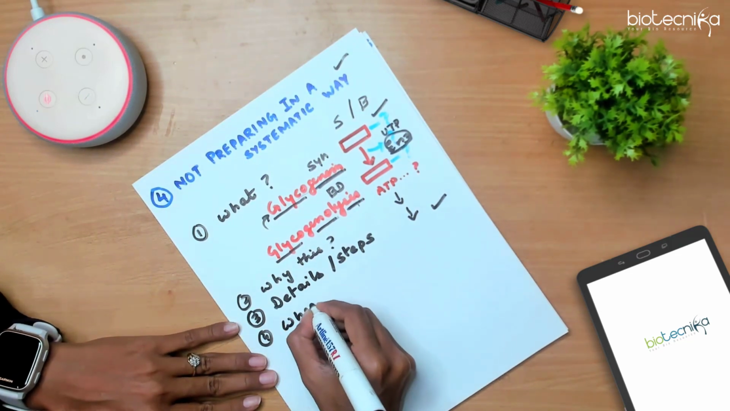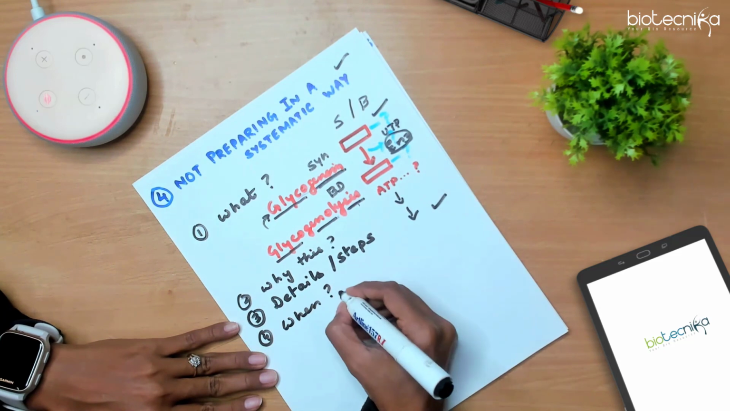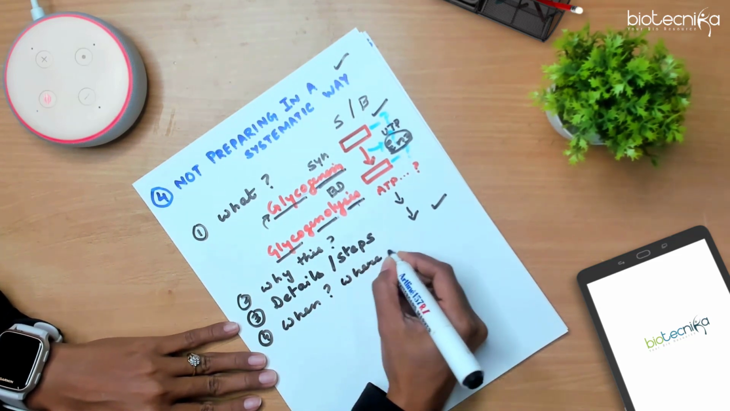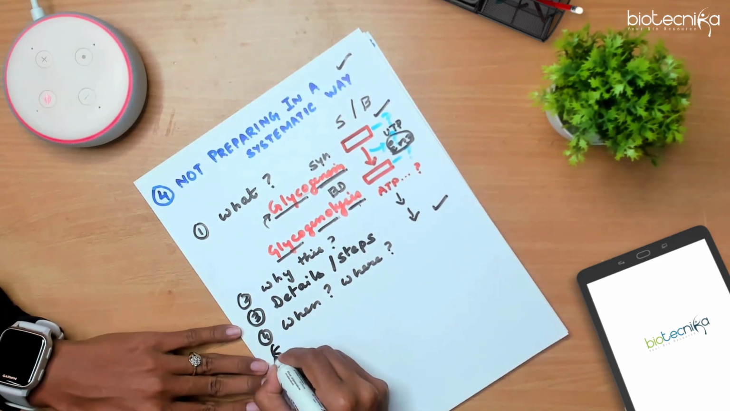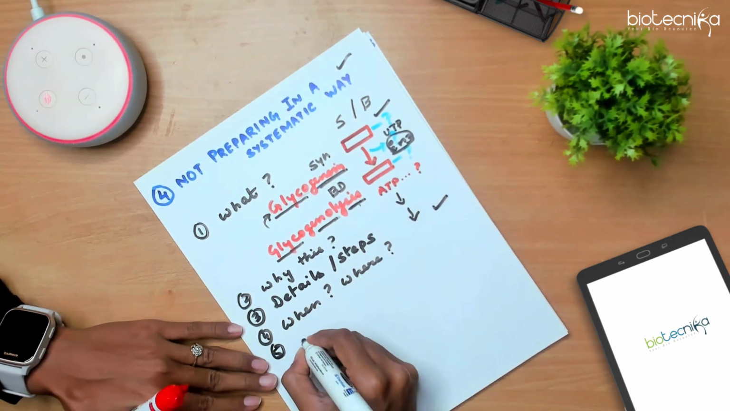Next is when this pathway is happening, okay? When, why, more or less same. Where is this pathway happening? What is the subcellular location? Or if at all, which type of cells? Okay, so here there is detailing also which you are understanding.